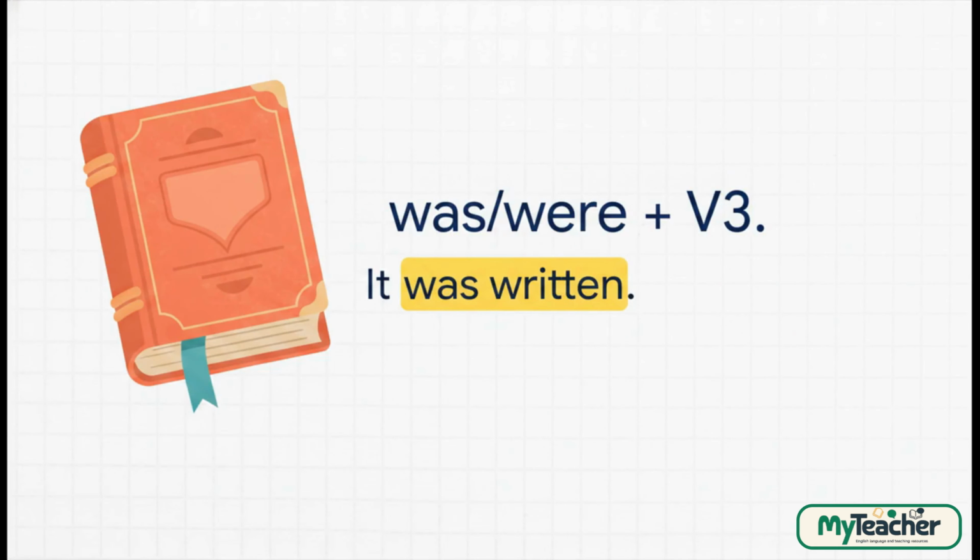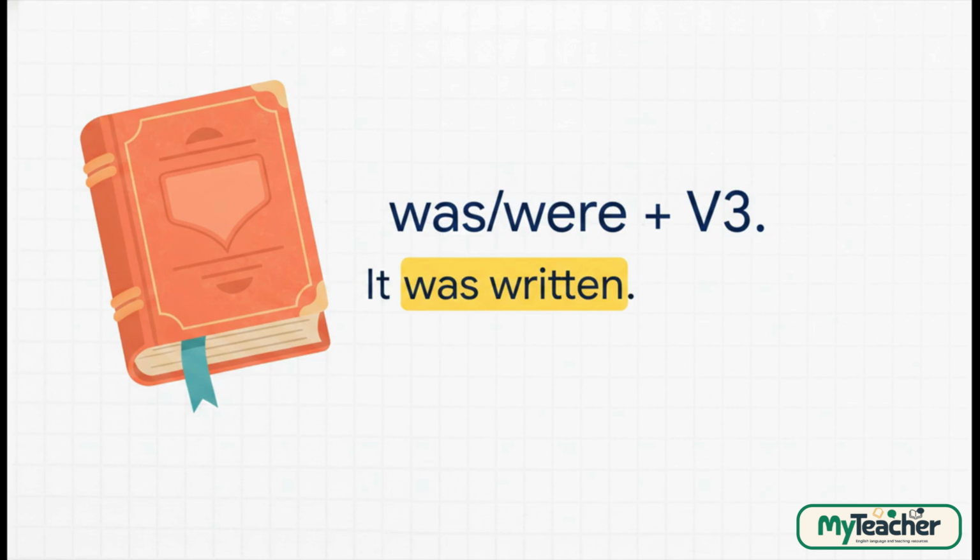So what if the action already happened in the past? Well, it's very simple. You just change that be verb to the past tense, like was or were. So for an old book, we'd simply say it was written. The object comes first, then was, and then our V3 verb, written.